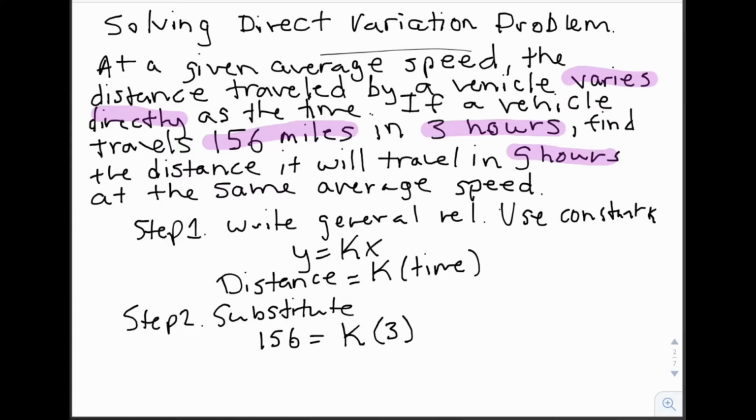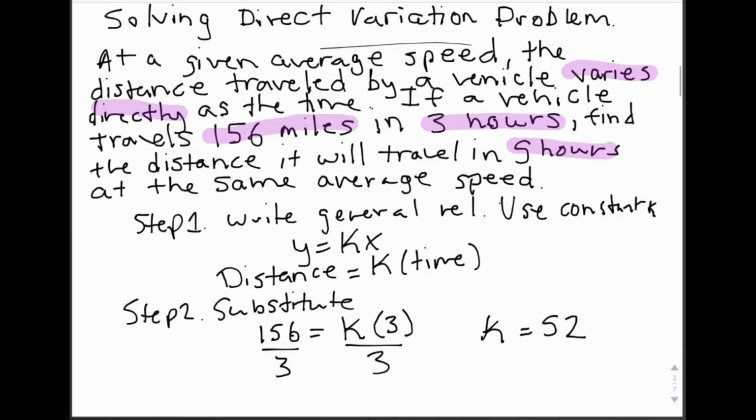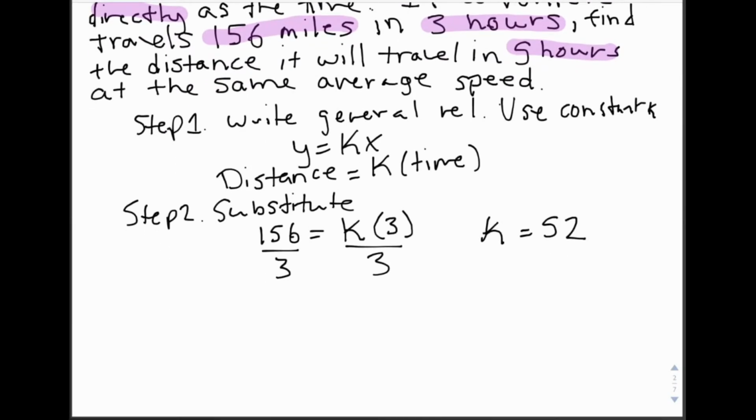Now, we want to solve for k here. So let's solve for k. Divide by 3, divide by 3. And your k is going to be equal to 52. So now that we have our k, we can move on to step number 3.